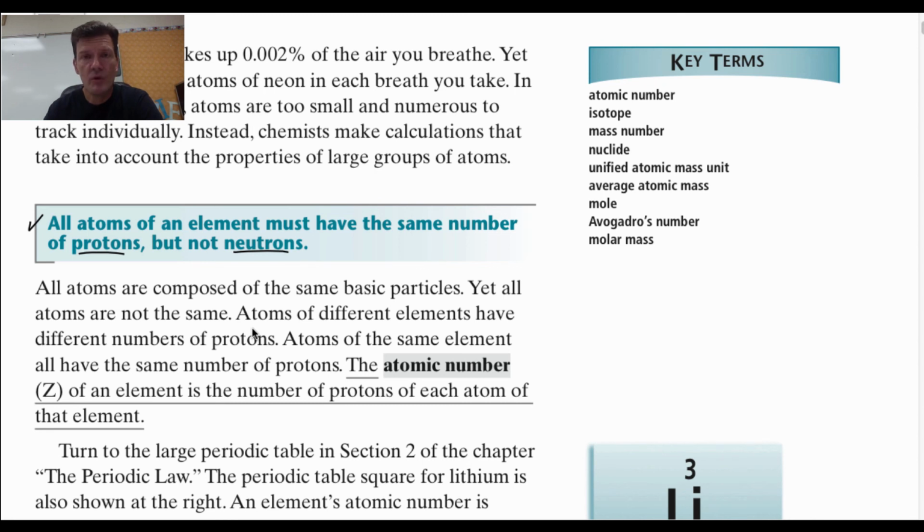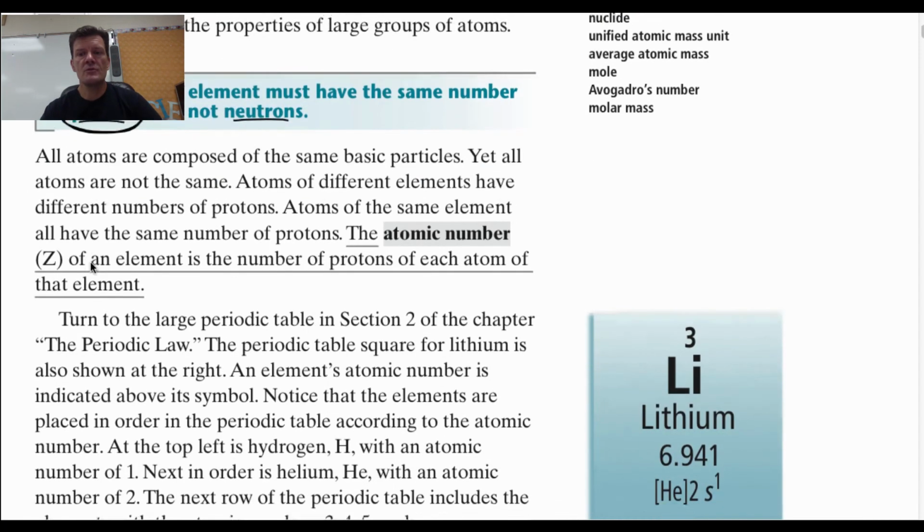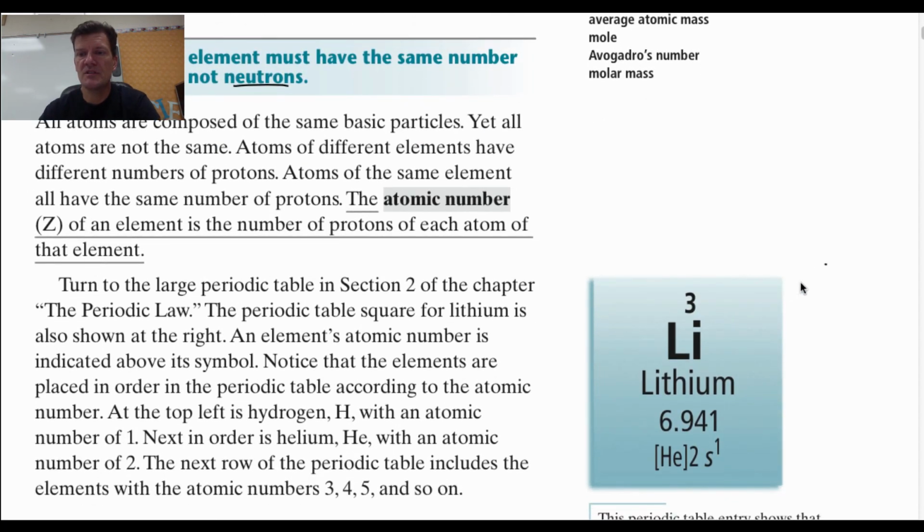I think one of the most important things you have to understand is that for any element, the number of protons in its atoms never changes. Never changes. Okay? So if you look on the periodic table, here's an example. This is lithium. It is the third element on the periodic table. This 3 up here is telling you the number of protons. And that never changes for lithium. A lithium atom will always have 3 protons. Always, always, always. You must know that. You must know that an element's number of protons in the atom never changes.